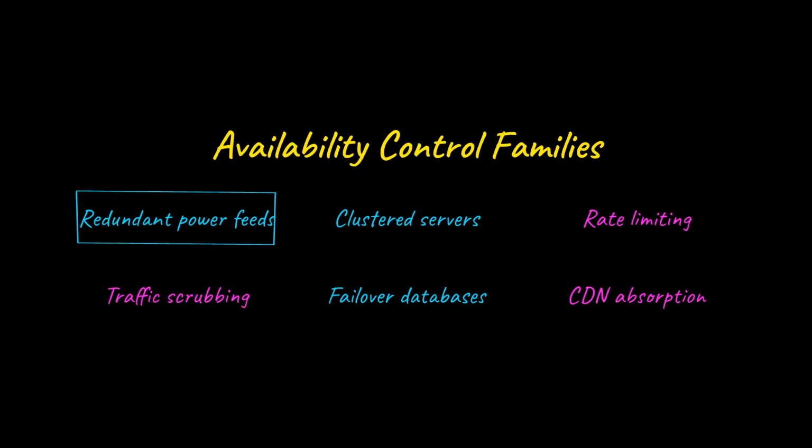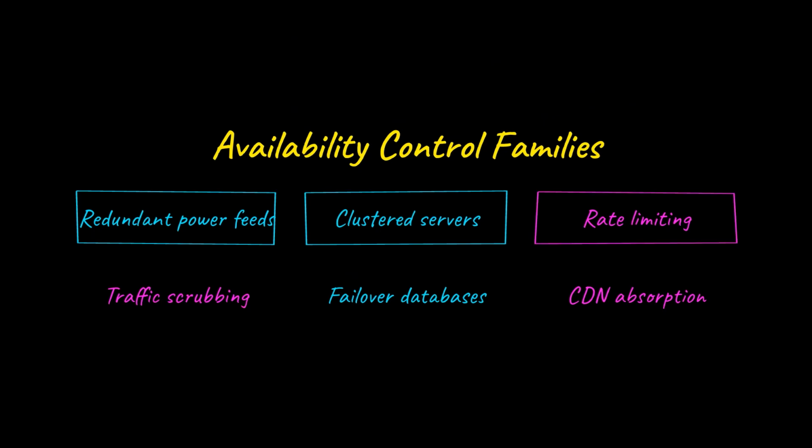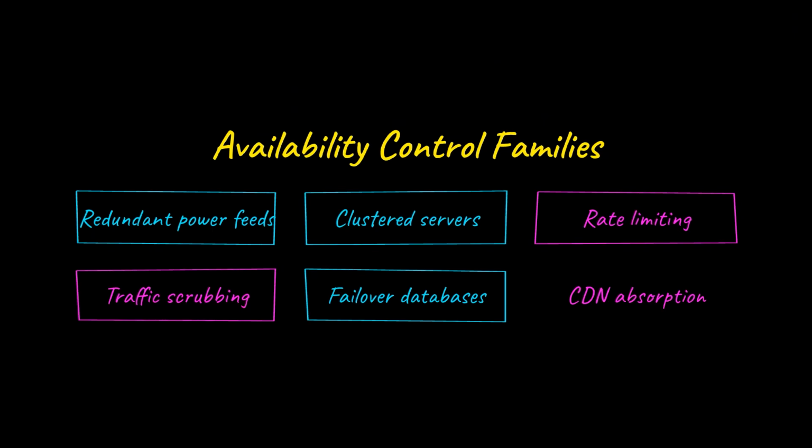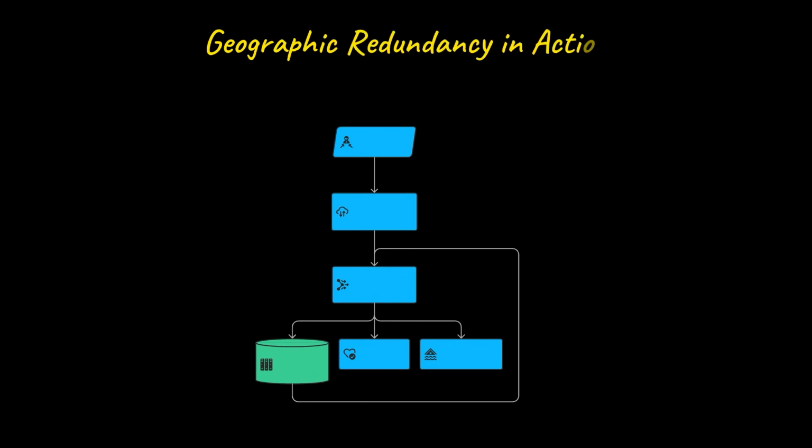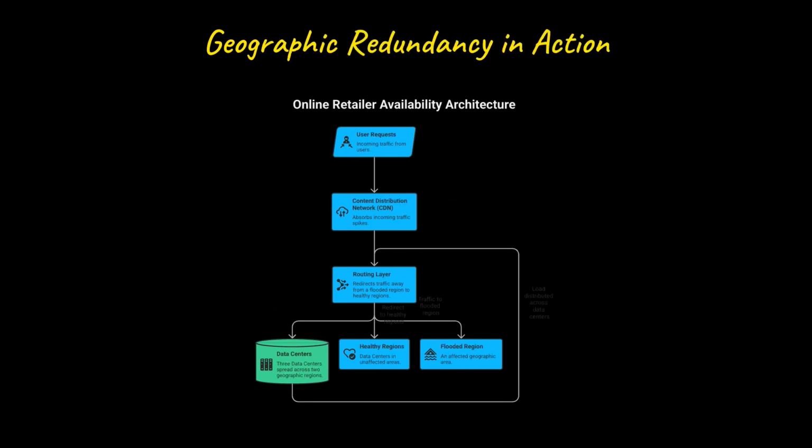Availability controls fall into two families: redundancy, covering power, servers and databases, and capacity protection, which includes rate limiting, traffic scrubbing, and content distribution networks. Mature programs combine both, so a failure on either axis still leaves a working service. Picture an online retailer running across 3 data centers on 2 continents. When a botnet floods one region, the routing layer pulls it from rotation and surviving regions absorb the load. Customers see slightly higher latency but no outright failure. That is geographic redundancy, turning a catastrophe into a footnote.